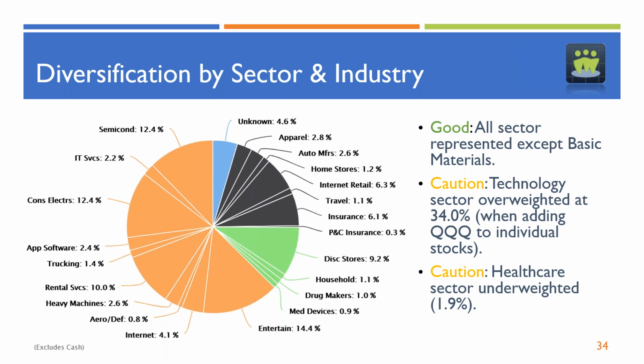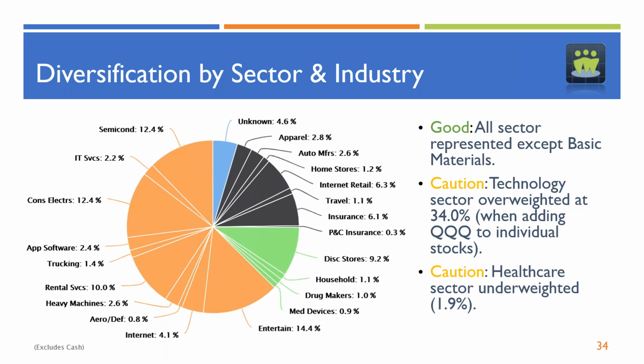The technology sector, if we assume that the QQQ is mostly technology, although it's not absolutely all technology, takes your total technology weighting of this portfolio to something like 34%. So that's a very tech-heavy portfolio. If that's the design and the intention, that's good, but that can also lead to uncomfortable volatility.